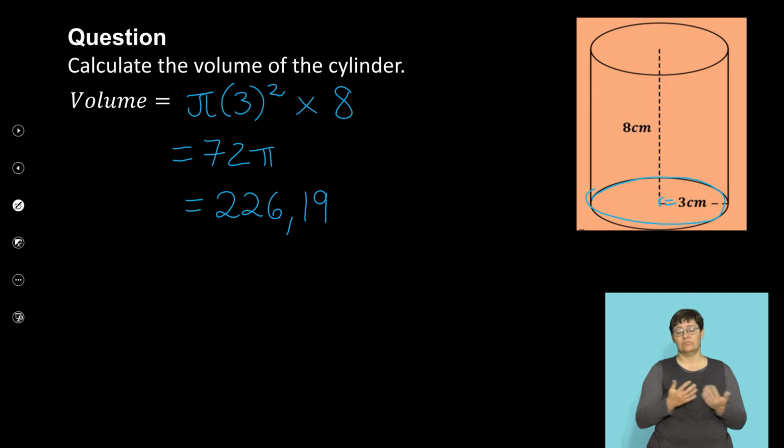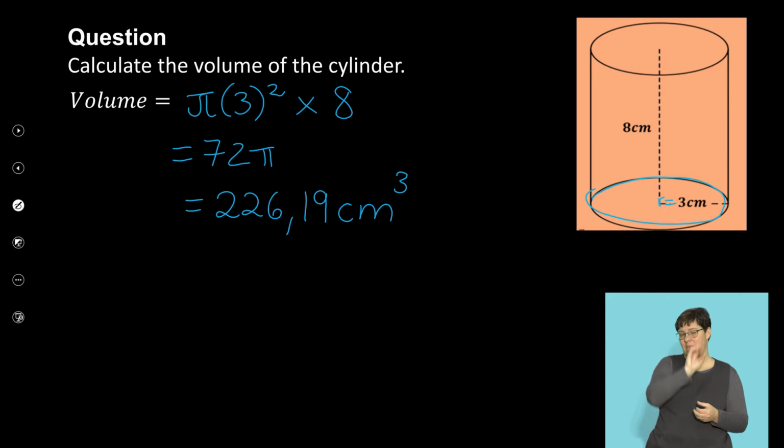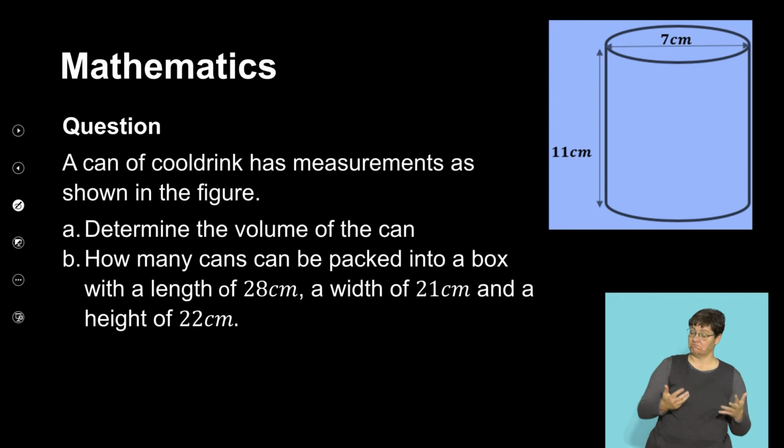And I've rounded to the second decimal place. In your test, you'll be following the instruction with regards to the rounding that you need to use. So it's going to be 226,19 centimeters cubed. Again, we're saying cubed because this is a volume. It has a capacity of 226,19 centimeters cubed. Great. Let's have a look at the next example.